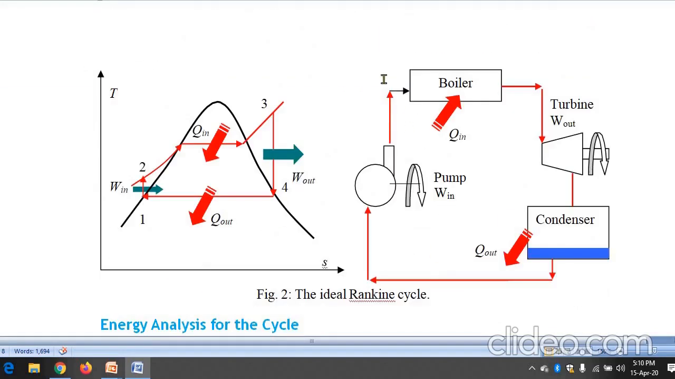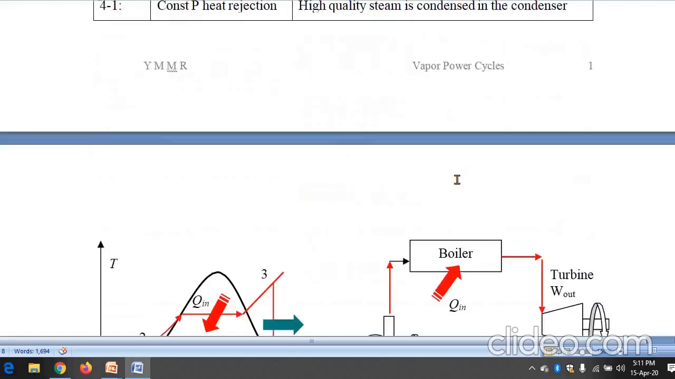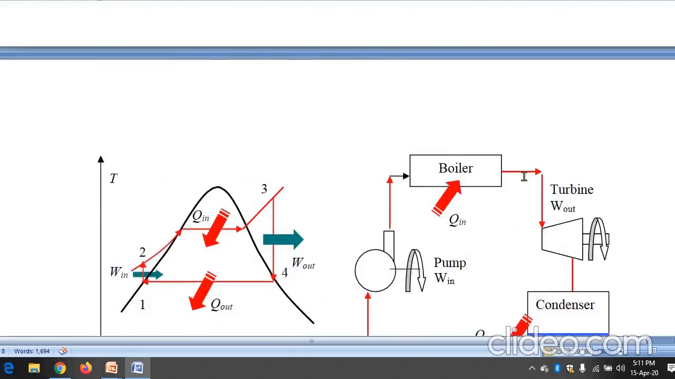Now 2 to 3. Entry to the boiler is 2, exit from the boiler is 3. From 2 to 3 we are adding the heat at constant pressure. So 2 to 3 is the constant pressure heat addition process. Here the saturated water enters the boiler in liquid phase and leaves as a superheated vapor at state 3. Means for the boiler, entry is the liquid state, exit is the vapor state.